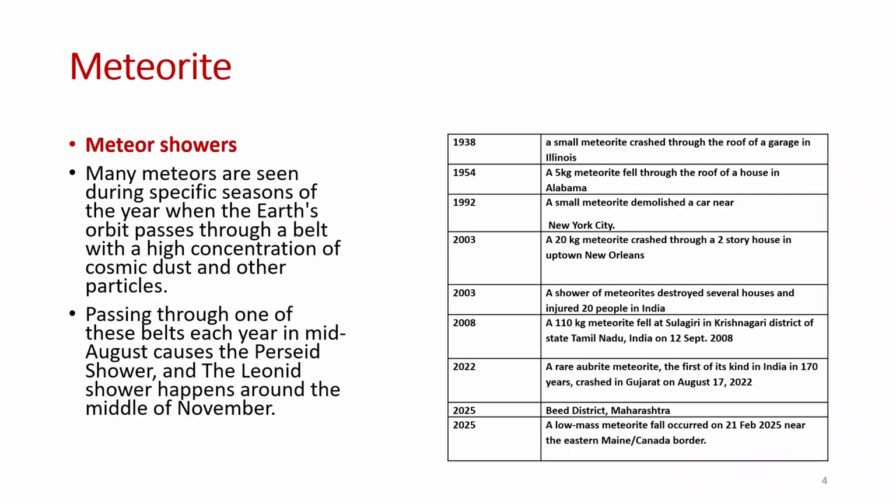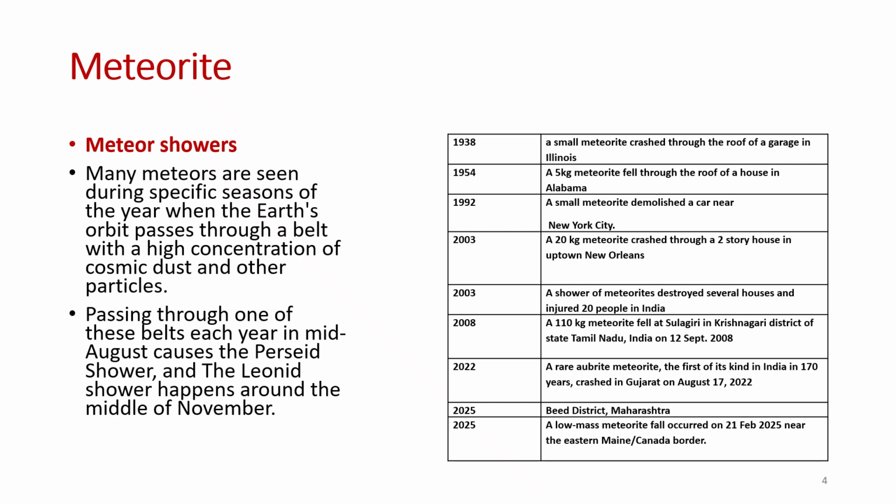Coming to the meteor showers, many meteors are seen during specific seasons of the year when the Earth's orbit passes through a belt with a high concentration of cosmic dust and other particles. Passing through one of these belts each year in mid-August causes the Perseid shower, and the Leonid shower happens around the middle of November. So these are different meteorites which hit in 1938, 1954, 1992. Like that, meteorite showers or meteorite dust can be seen in several parts of the globe.